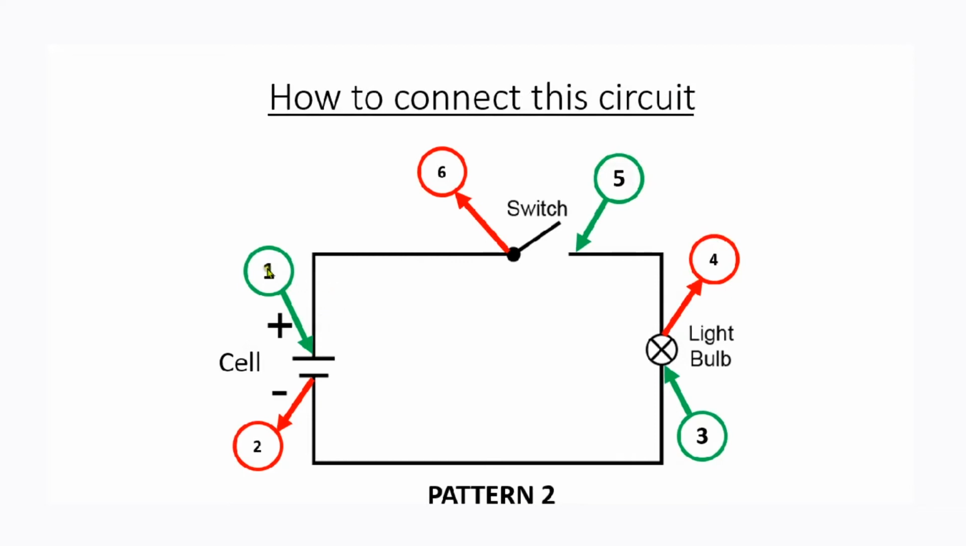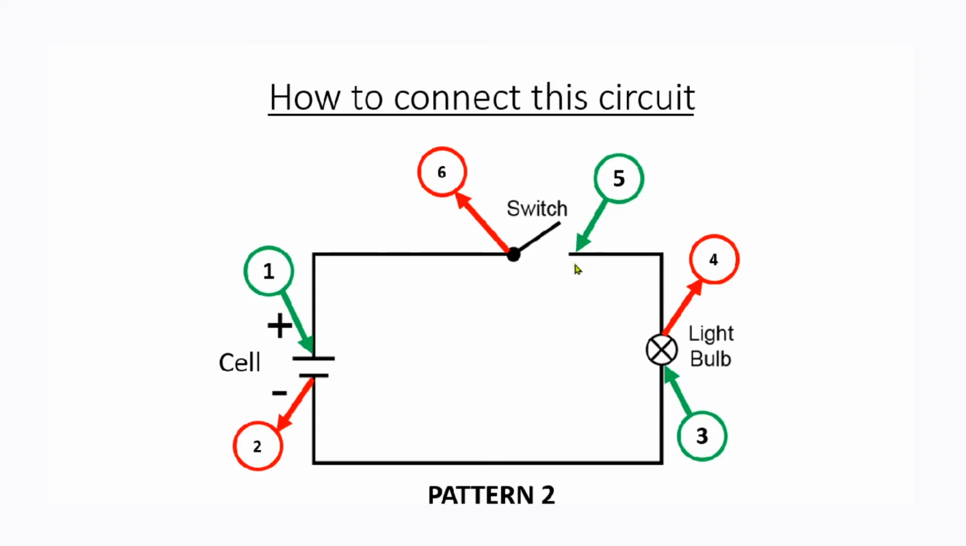The second pattern that we are going to use is we are going to use numbers. So at our cell, the conductor that comes in is going to be called conductor number 1, and the conductor that goes out is going to be called conductor number 2. The conductor that comes in at our light bulb is called conductor number 3, and the conductor that comes out at our light bulb is going to be called conductor number 4.